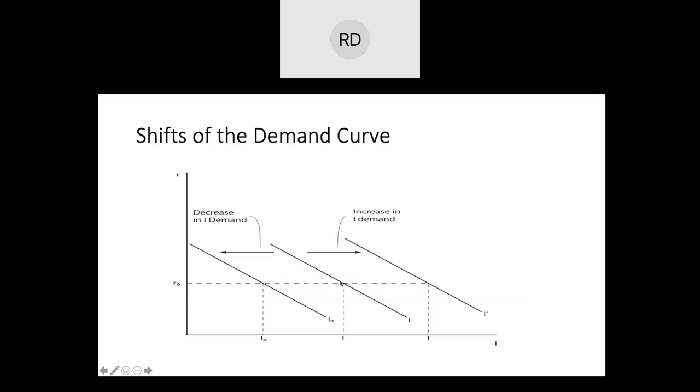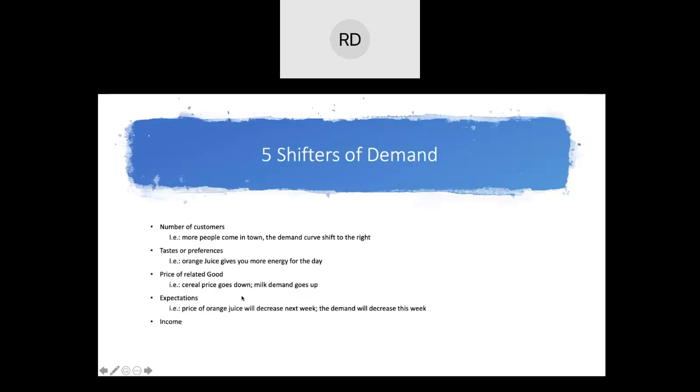Remember, the change in price changes the demand curve, but any other change shifts the demand curve. So our price stays the same, but more people want to purchase oranges, so the curve shifts to the right. Now, price of related goods.